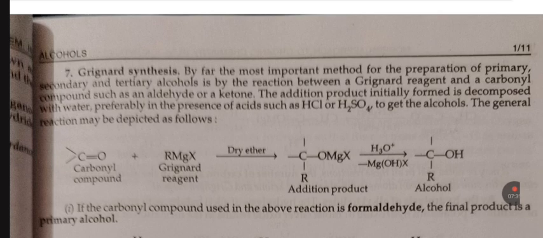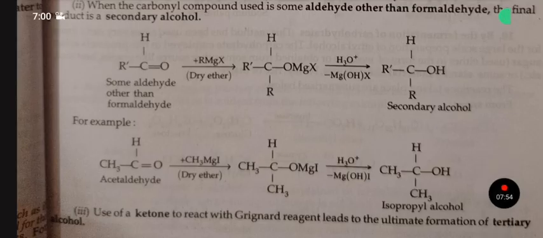The general reaction may be depicted as follows. Carbonyl compound plus Grignard reagent in the presence of dry ether will give addition product. Then in the presence of H3O+ it will give alcohol. First, if the carbonyl compound used in the above reaction is formaldehyde, the final product is primary alcohol. Second, when the carbonyl compound used is some aldehyde other than formaldehyde, the final product is secondary alcohol.